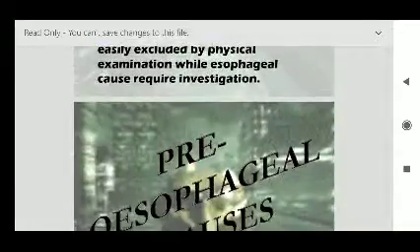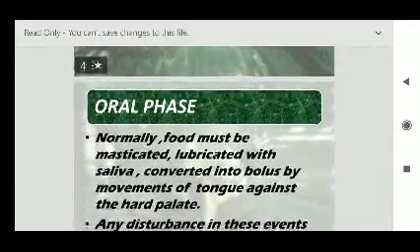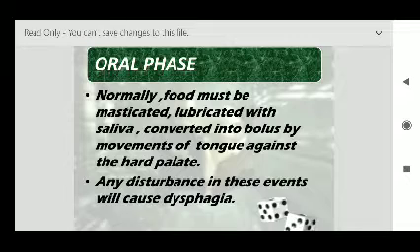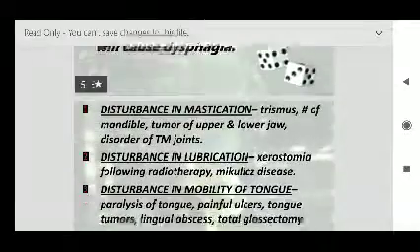require investigations. Pre-esophageal causes. The oral phase: normally food must be masticated, lubricated with saliva, and converted into a bolus by movements of the tongue against the hard palate. Any disturbances in these events can cause dysphagia.